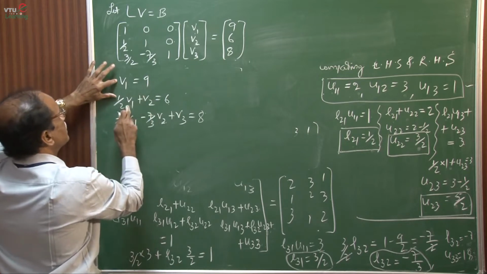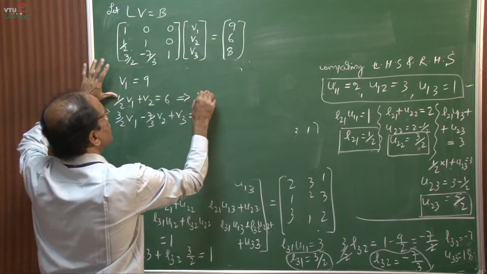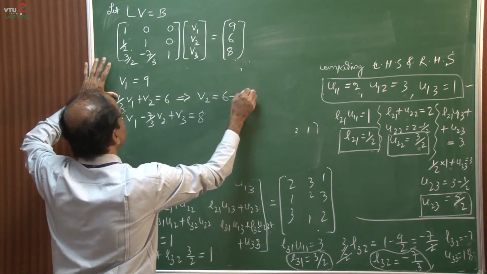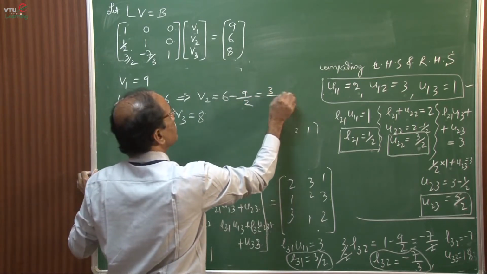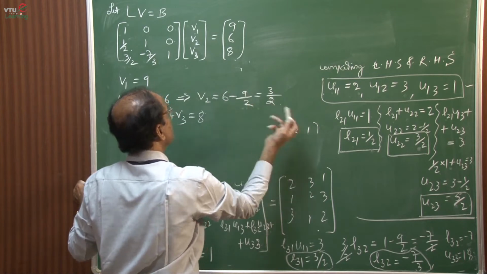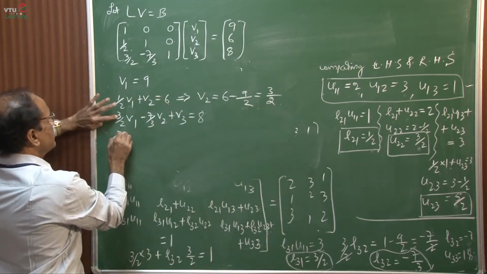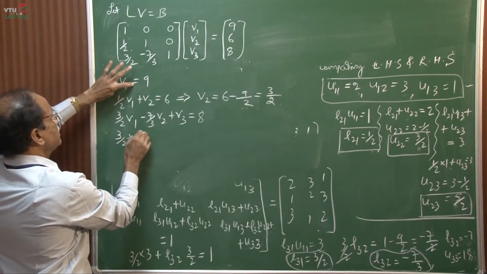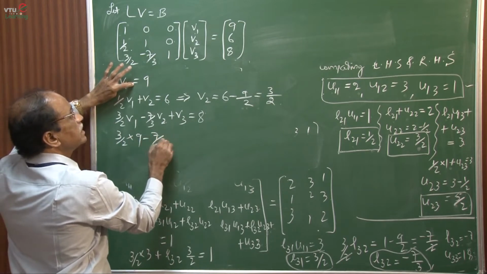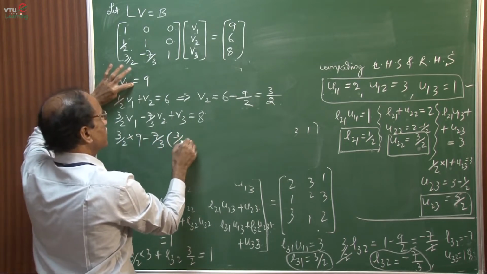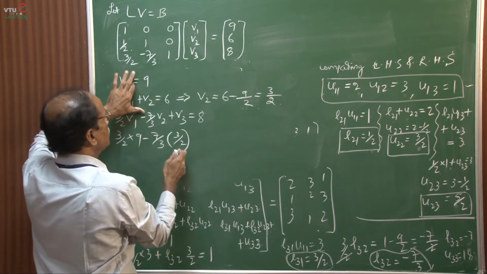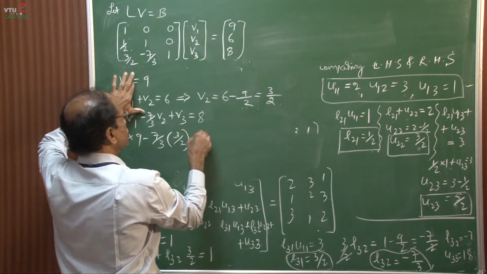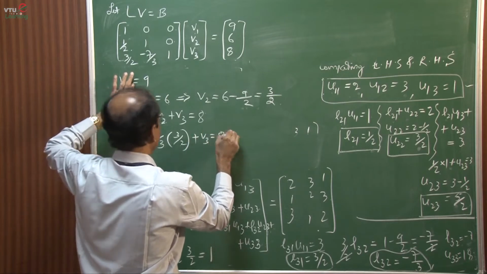V1 is equal to 9, therefore this implies V2 is equal to 6 minus 9 by 2. 6 2s are 12, that is 3 by 2, 12 minus 9 means that is 3 by 2. Then 3 by 2 into 9 minus 7 by 3 into 3 by 2, right, 7 by 3 into 3 by 2 and plus V3, this is equal to 8.